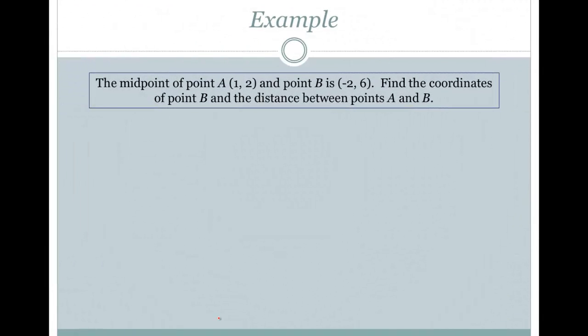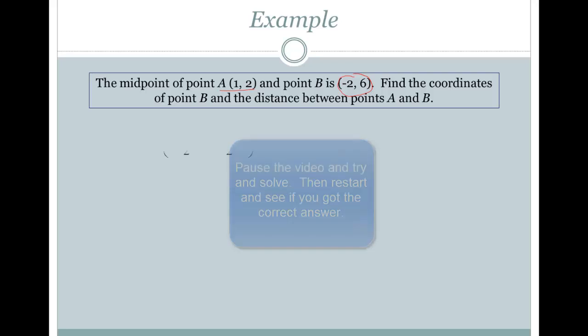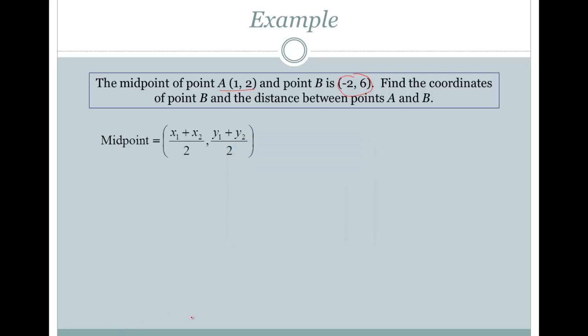Here's one that requires just a little bit more thought. I'm given a point A, so there's point A, and this point right here is the midpoint. So I'm given a point and the midpoint, and what I'm asked to do is find the coordinates of point B and the distance between the points A and B. So I'm asked to do a couple different things here. Let's start by finding the coordinates of point B.